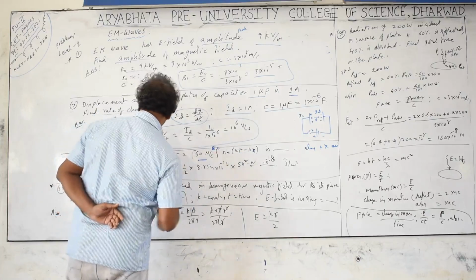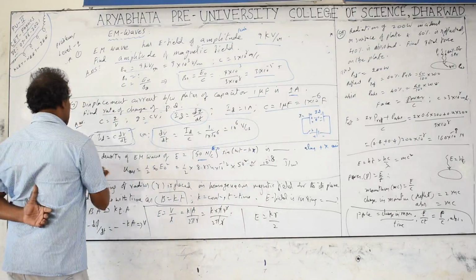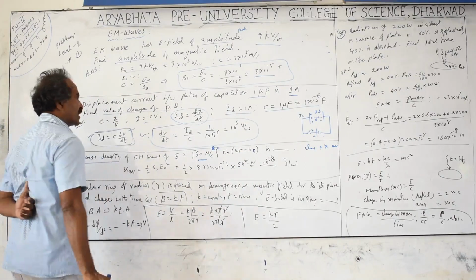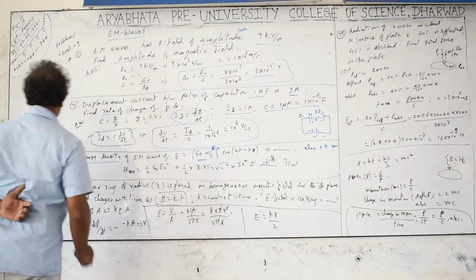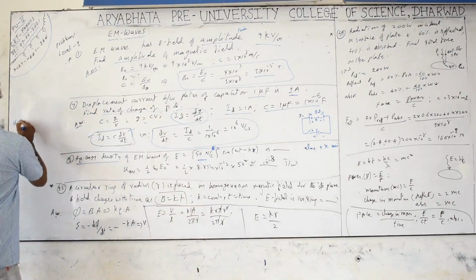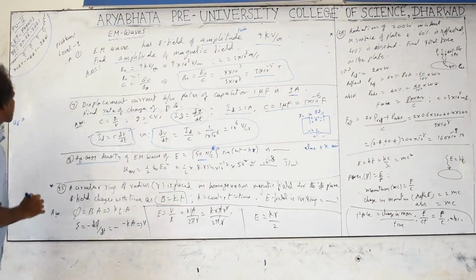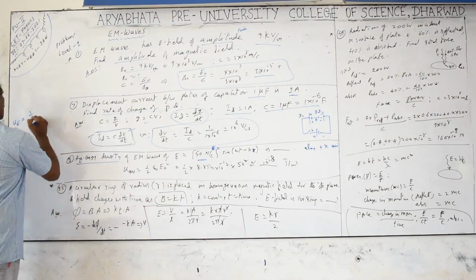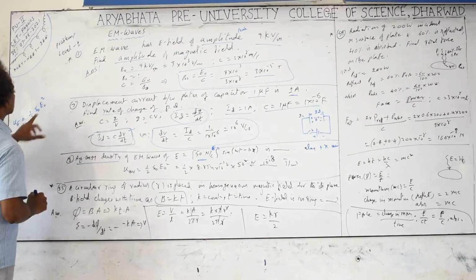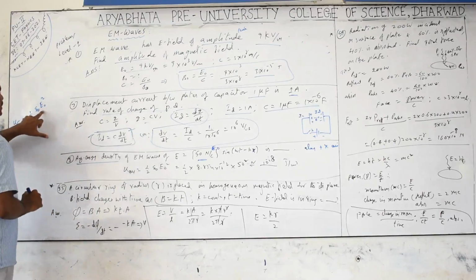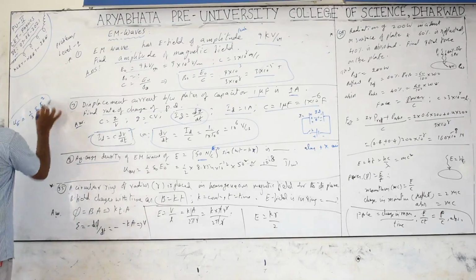With the help of this E naught, what they asked is the average energy density. We have to be careful in this problem: the energy density of the EM waves. The energy density of the electric field is energy by volume. For the capacitance relation, we already discussed the energy density formula in terms of the electric field: half into epsilon naught into E squared. For the maximum, meaning peak values, you have to use E naught. If RMS is given, you can take E RMS also. This is the energy density of the electric field only.